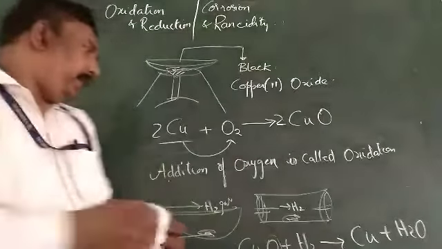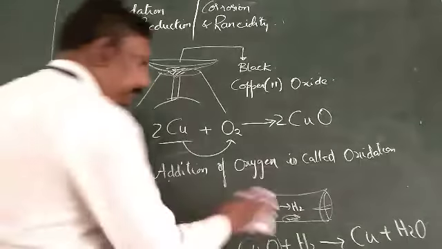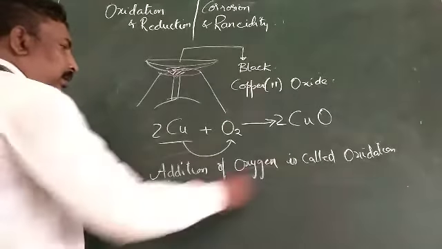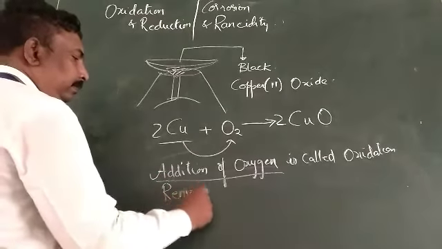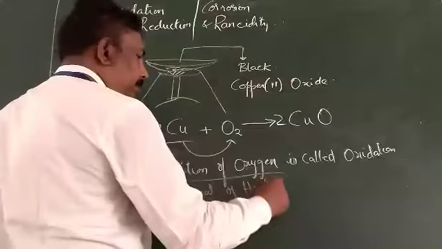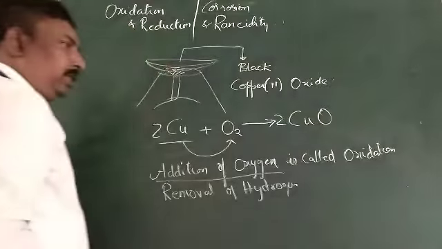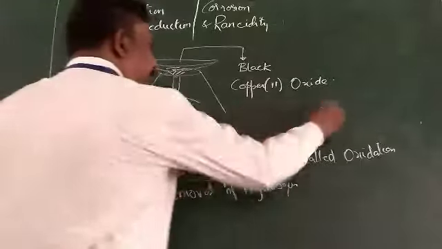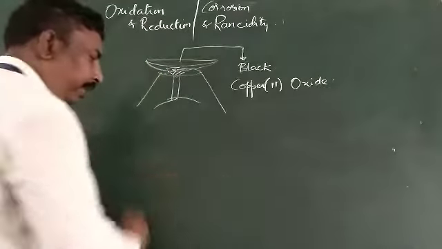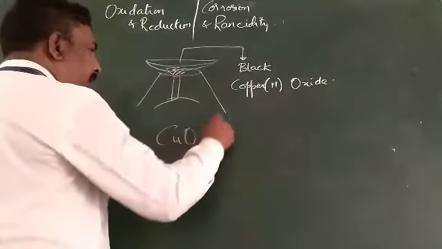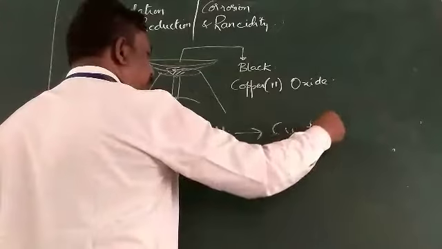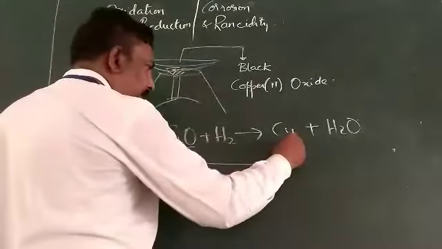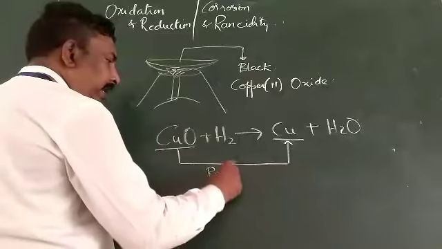Not only addition of oxygen, if we remove hydrogen also, that also will be called oxidation. Now let me recollect the example that we have seen. In the second equation, the copper oxide, when allowed to pass through the hydrogen gas, we got the reddish brown copper back. Here the copper oxide has lost oxygen to form copper. So what reaction will we call it? Reduction.